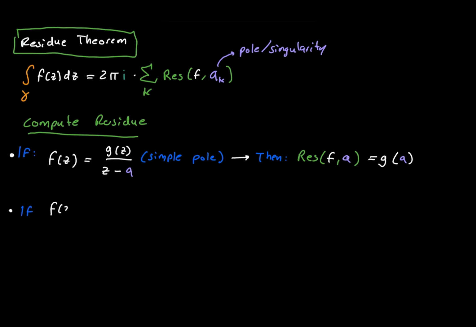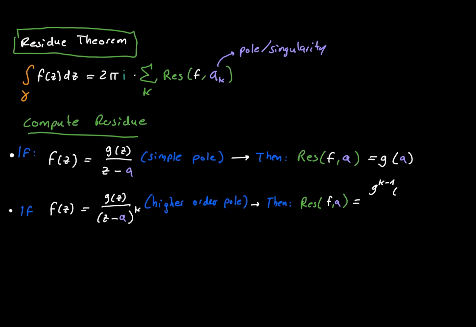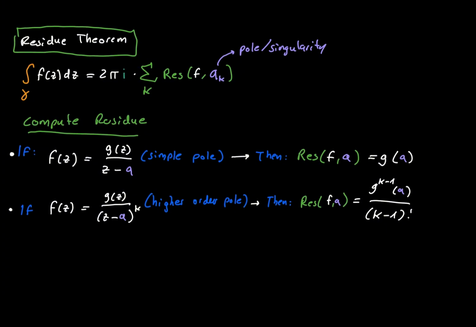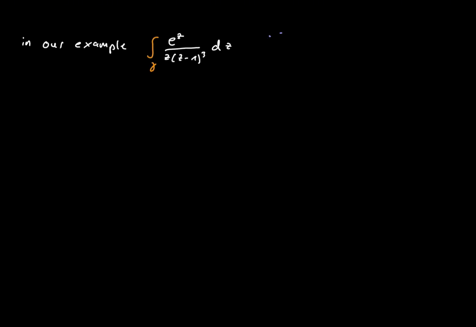Second, for higher powers. If the denominator has power k, then we take derivatives. Specifically, we take the (k minus 1)th derivative of the remaining function and divide by (k minus 1) factorial. So higher powers mean more derivatives. Now we apply this to our example.